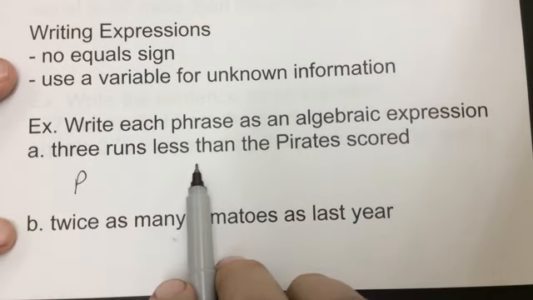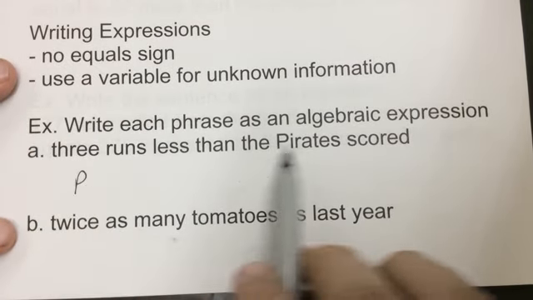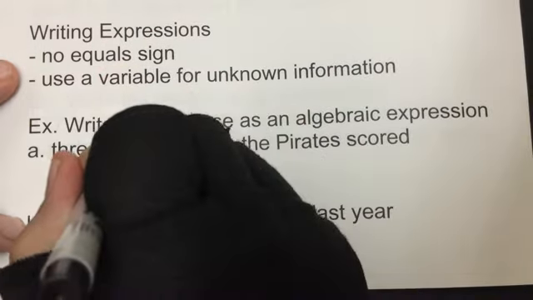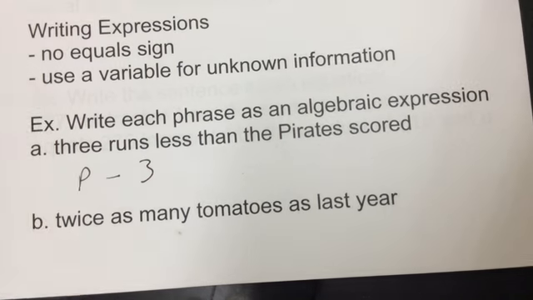Now, it's 3 runs less than whatever this was. So if this is P, we're going to take 3 away, because less than means subtraction. We're 3 less than what the Pirates scored. So Pirates minus 3 gives us our expression. So this is an algebraic expression. No equal sign. It doesn't equal anything. Just the one side of it, if you think of it that way.